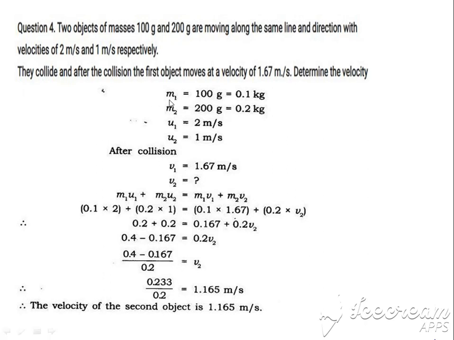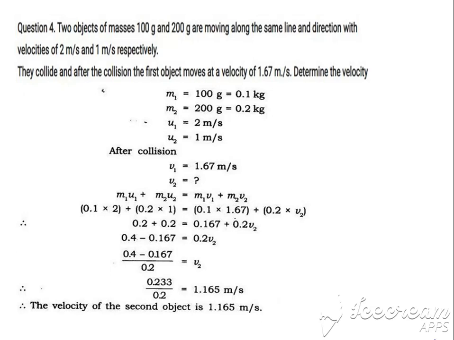So you have m1 converted to kg, m2 in kg, u1, u2, and you have v1. v2 is unknown. So in such a case, in collisions, you will apply conservation of momentum. This is m1 u1, m2 u2, m1 v1, and m2 v2. Just put in the values, and when you solve, you will easily get the value of v2. So this is how you will apply conservation of momentum.